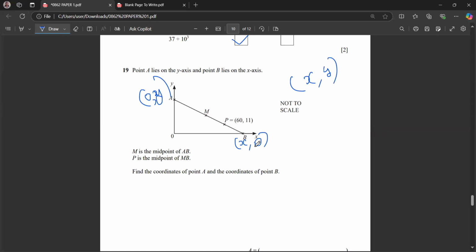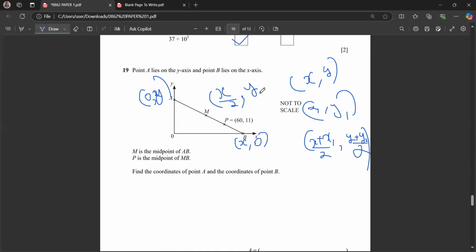So the midpoint of A and B is M. So if I took A as 0, y and B as x, 0, then their midpoint. Midpoint formula is add the corresponding x coordinates and divide by 2 to get the x midpoint. To get the y midpoint, do the same: y1 plus y2 divided by 2. You're finding the point which is halfway between them, right? So here, same thing we are doing, 0 plus x, so x over 2, and then y plus 0 divided by 2, so y by 2. So this is the midpoint M. Now, between M and B, they're saying that the midpoint of MB is 60, 11.